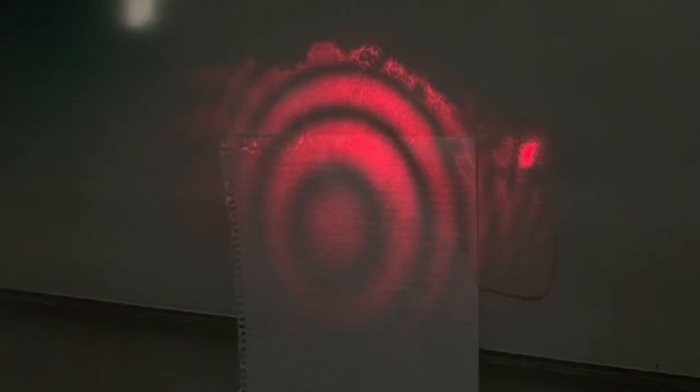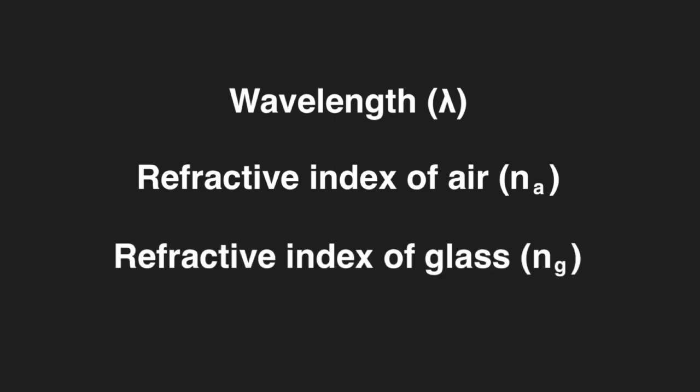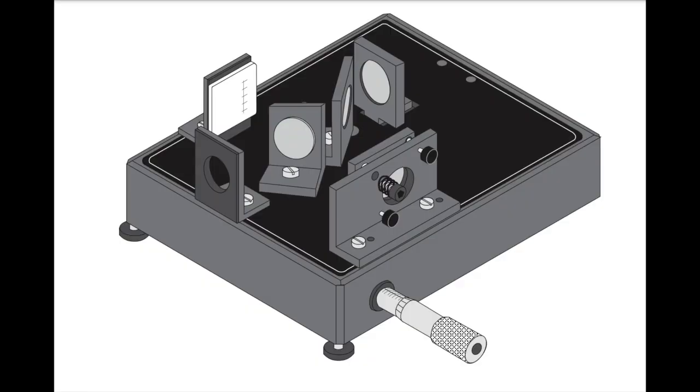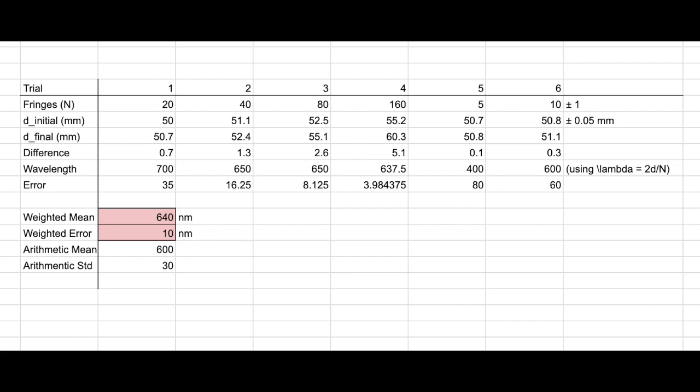Three separate interferometry experiments were conducted in the lab: measuring wavelength, lambda, measuring refractive index of air, and measuring refractive index of glass. In the first experiment, measuring the wavelength, the path length is changed by altering the position of the movable mirror using the micrometer knob. The fringes were counted and the mirror's movement measured with a precision of 0.1 millimeters.